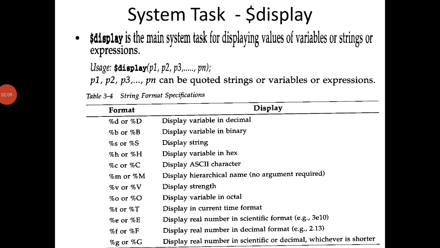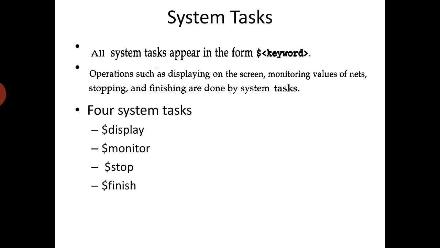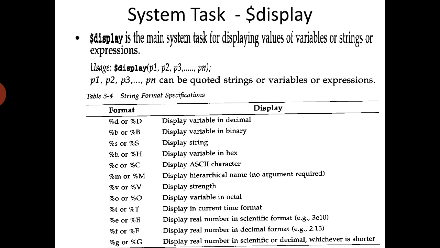As mentioned here, operations such as displaying on the screen, monitoring the values, stopping and finishing of the simulation can be done with a system task. In that there are four types of system tasks: dollar display, dollar monitor, dollar stop, and dollar finish. These all four we call the system tasks. Now we will see one by one how to use and declare all these system tasks. Let us start with the dollar display.